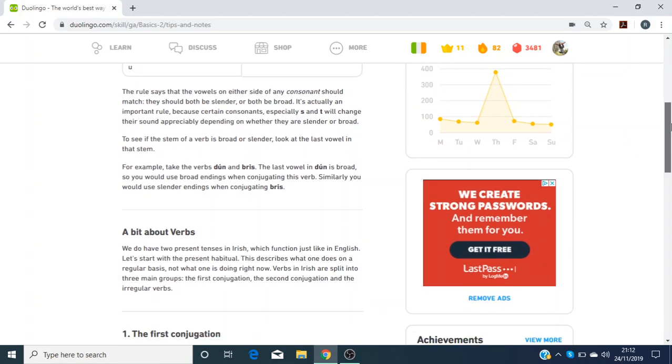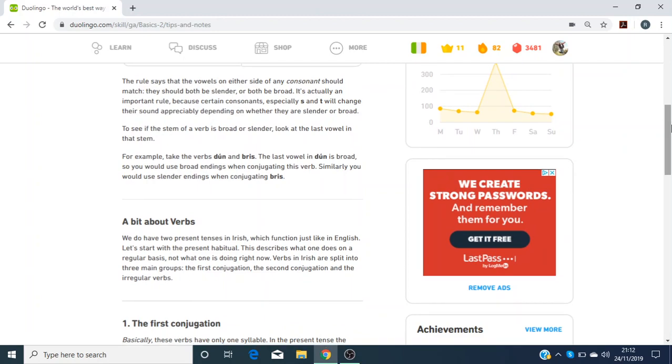So we do have two present tenses in Irish, which function just like in English. Let's start with the present habitual. This describes what one does on a regular basis, not what one is doing right now. The verbs in Irish are split into three main groups: first conjugation, second conjugation, and the irregular verbs.